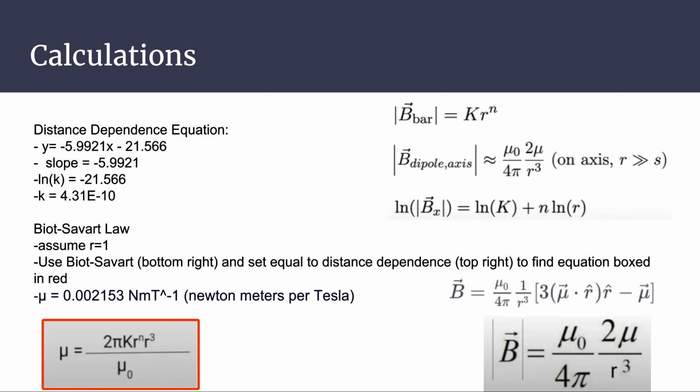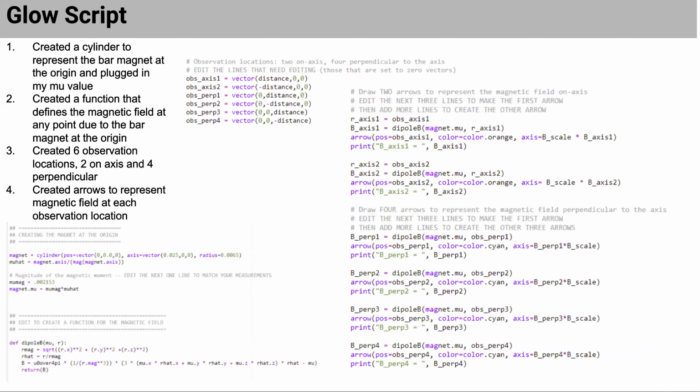Calculations. The distance dependence equation is y equals right there, and that was found on our graph. And then taking the slope, you can find k, and then using Biot-Savart law, set it equal to distance dependence, and you can solve for the equation in red, and I got my value of mu being 0.002153 Newton meters per Tesla.